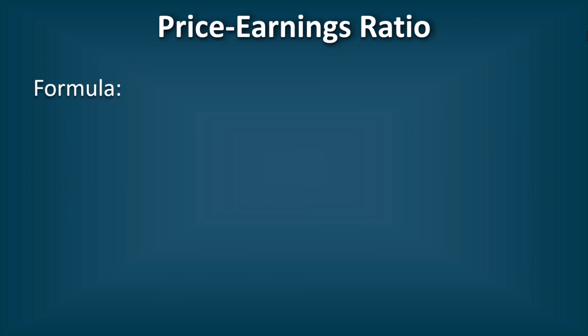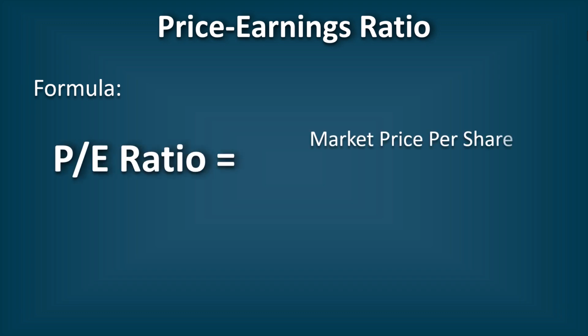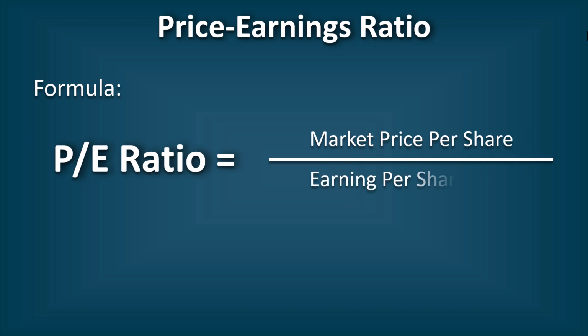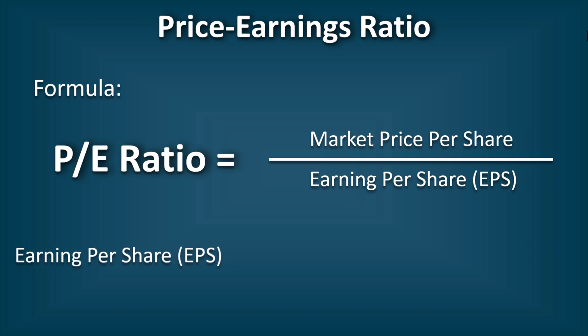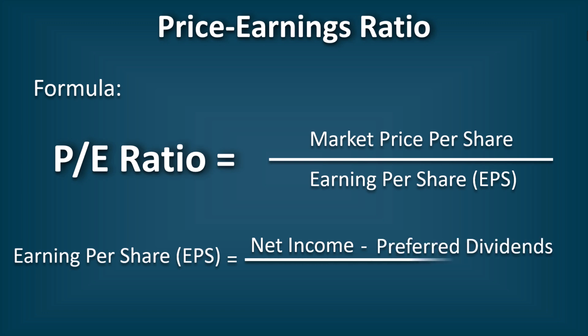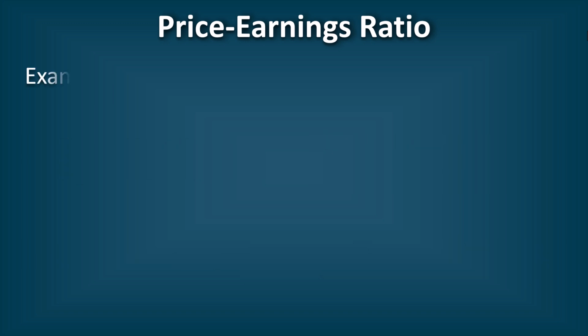Let's learn its formula. Price-earning ratio equals price per share divided by earnings per share. And earnings per share, or EPS, is calculated as EPS equals net income minus preferred dividends, divided by weighted average shares outstanding. Let's take an example.